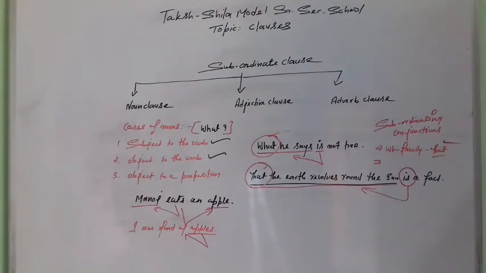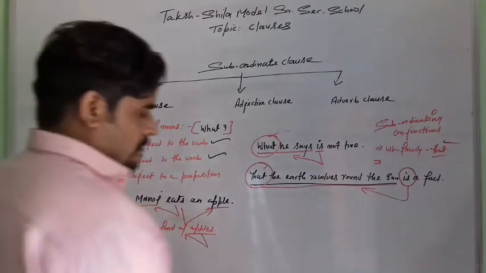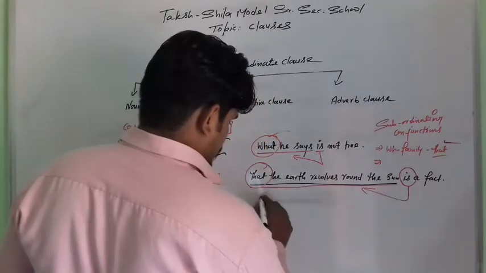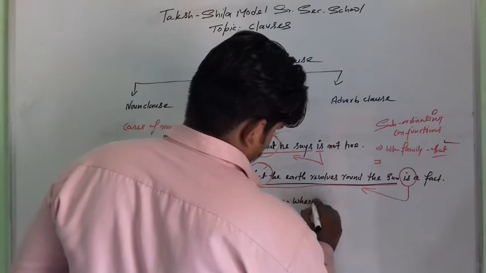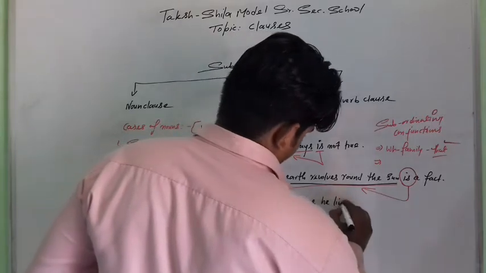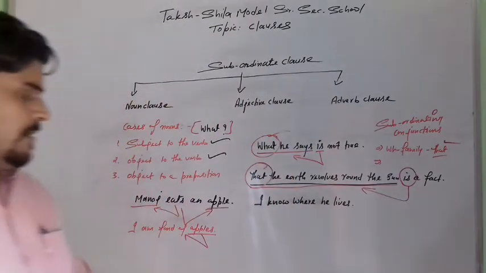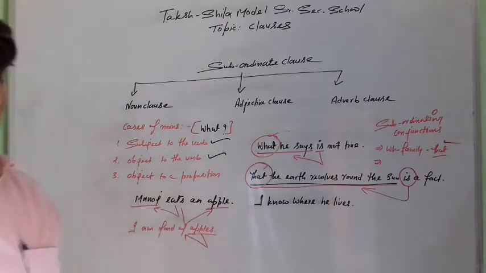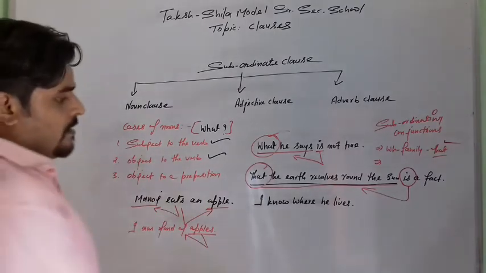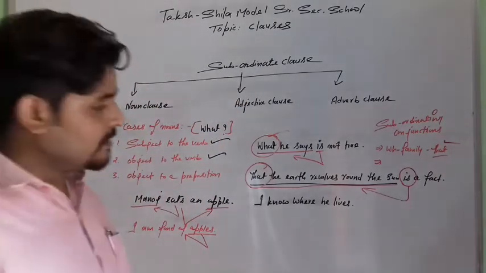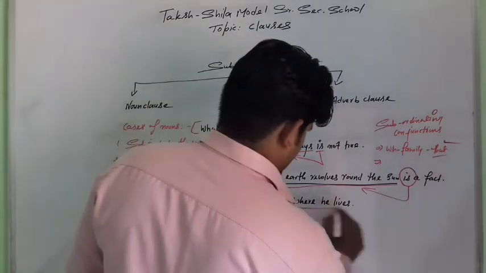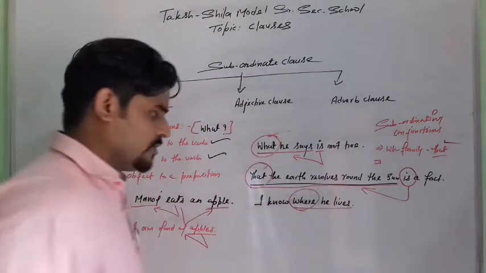Another example is: I know where he lives. Now let us just take this sentence into consideration. I know where he lives. Now can you identify the clause in this sentence? Yes, where he lives, because it begins with the conjunction where.